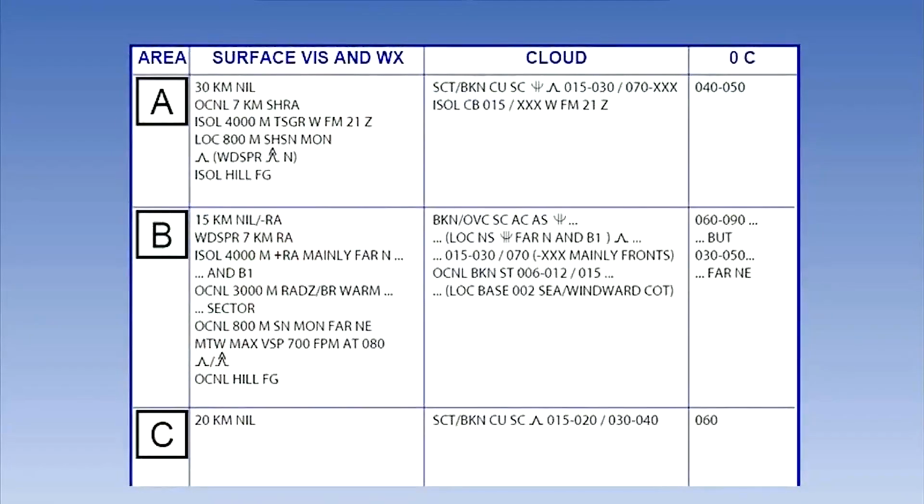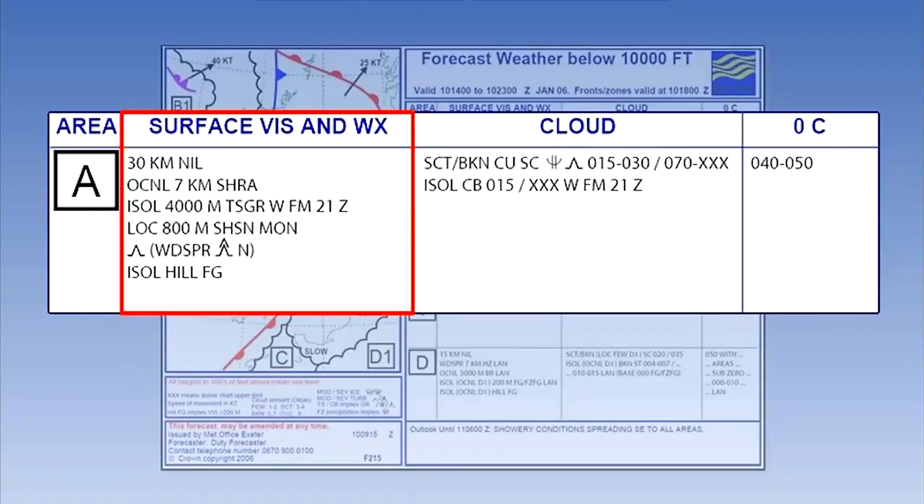Just as we noted, this forecast information is tied to the specific areas on the map via those letter codes. For each area, you'll find 3 distinct columns of information. The first column breaks down surface visibility, weather phenomena, and the frequency and distribution of that weather. The second column outlines the forecast cloud cover and any associated hazards you need to be aware of. Finally, the third column details the forecast freezing levels.